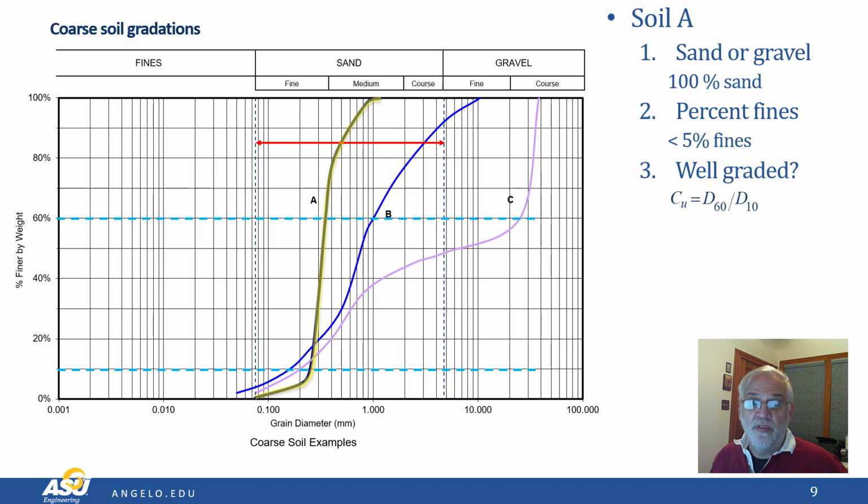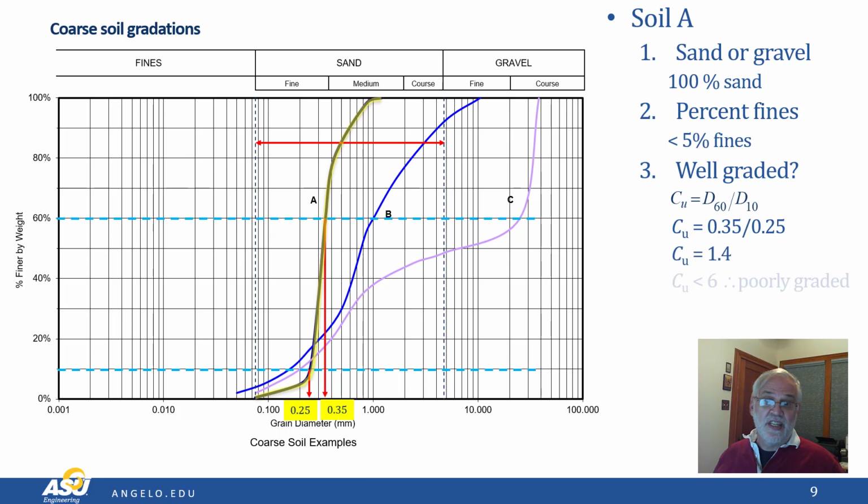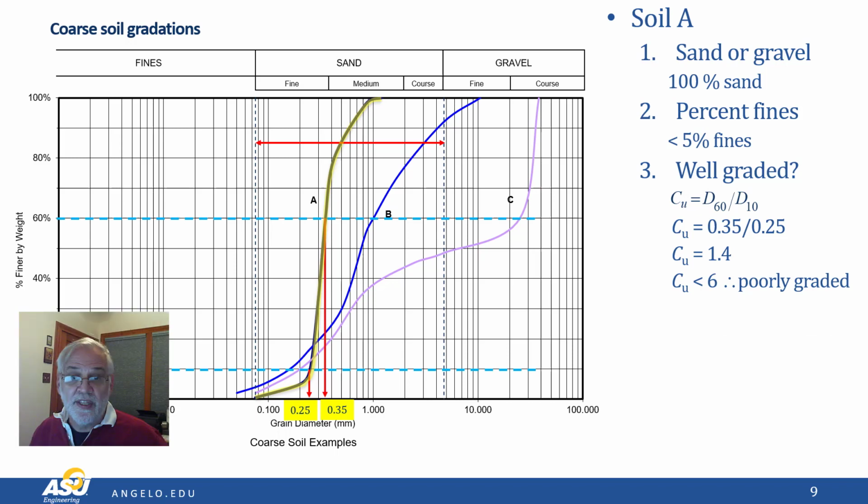First, we'll check the coefficient of uniformity, Cu, which is D60 divided by D10. For this soil, D60 is 0.35 millimeters, and D10 is 0.25 millimeters. This gives us a Cu of 0.35 divided by 0.25, which is equal to 1.4. This is less than the value of 6 required for sands to be well graded, so this is a poorly graded sand, and there's no need to check the coefficient of concavity, C sub C. The symbol for this soil is SP.